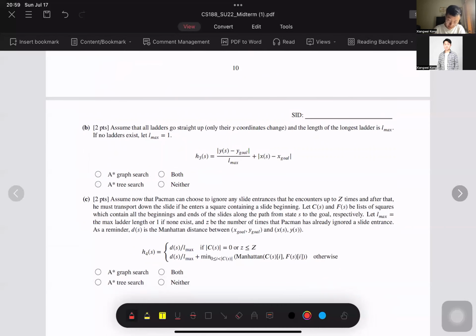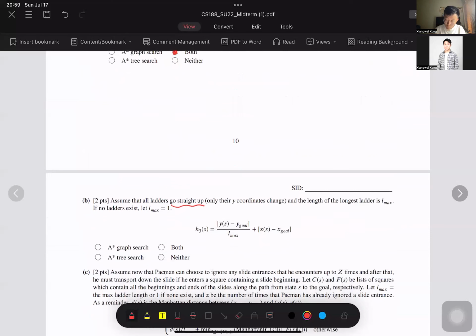For question B, assume all letters go straight up, and the length of the longest letter is L max. So we have this heuristic. What it says is YS is the current Y index of Pac-Man, so the distance from YS to the goal is divided by L max, plus the distance from X to the goal.